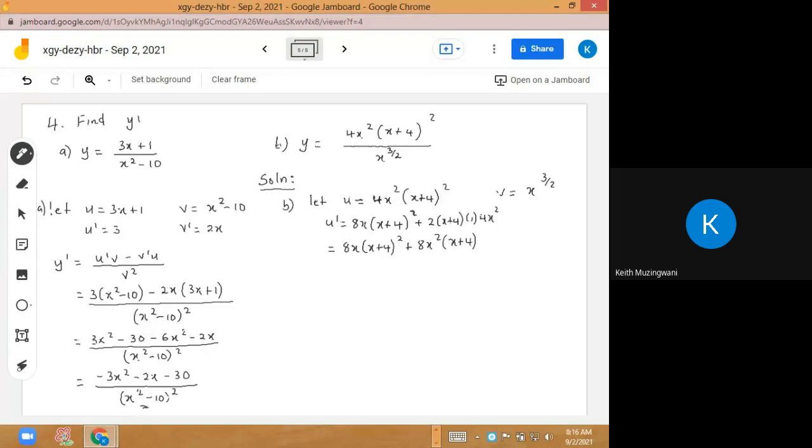Then we go to v and differentiate v. We drop the power and remain with x to the power 3 over 2 minus 1.